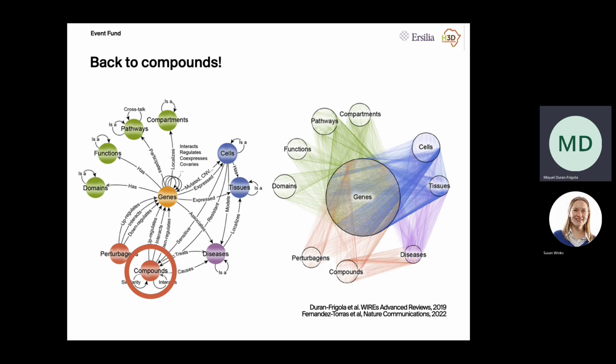All right, so now back to compounds, which is what we care about. If we think about this huge database that we are collecting, basically the nodes that are most interesting to us are the compounds.